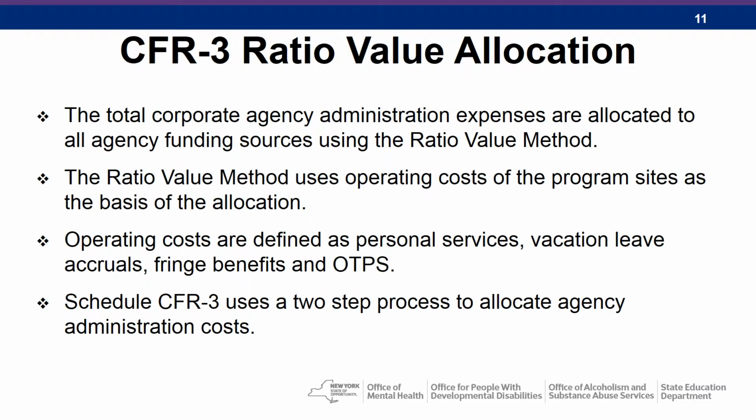This slide lists a few facts related to the ratio value allocation. The total corporate agency administration expenses are allocated to all agency funding sources using the ratio value method. The ratio value method uses operating costs of the program sites as the basis of the allocation. Operating costs are defined as personal services, vacation leave accruals, fringe benefits, and OTPS. Schedule CFR 3 uses a two-step process to allocate agency administration costs.